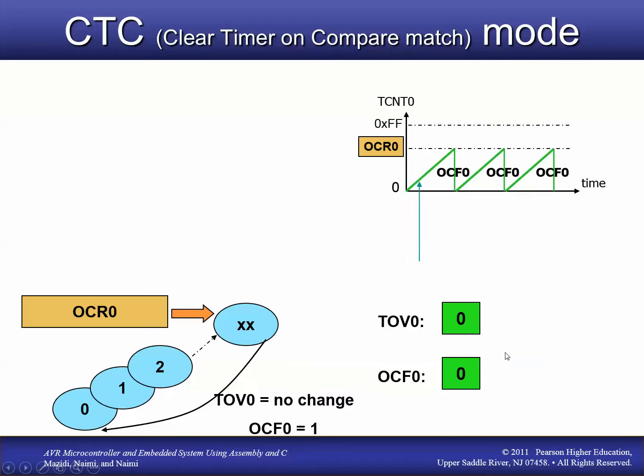So you can see here the counter is going up, and it's about to match. And then that flag stays set until you reset it, either by writing to it, or if you're using an interrupt, then it's handled automatically. But we'll talk about interrupts later. So for our examples, we're going to clear that flag by writing a 1 to it.